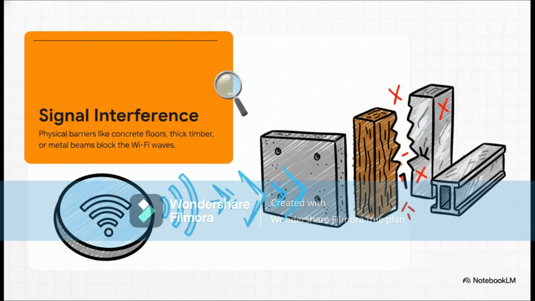And here it is, our prime suspect, signal interference. All the stuff that makes your house feel solid and safe, concrete, thick walls, metal beams, well, that stuff is basically kryptonite for your Wi-Fi. It doesn't just block the signal, it actually absorbs it and weakens it with every wall it has to pass through. It's a thing called signal attenuation.